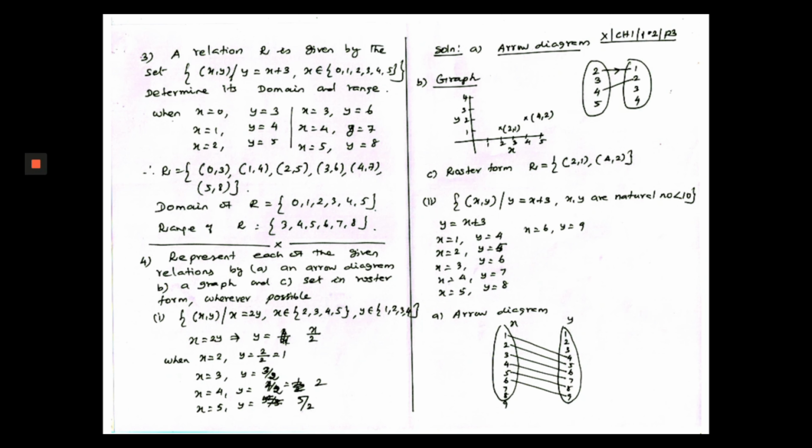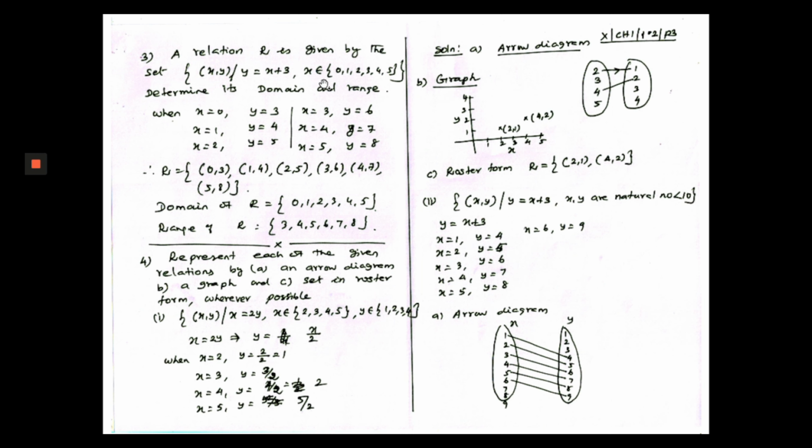Next, third sum. A relation R is given by the set {(x, y) such that y = x + 3, x belongs to {0, 1, 2, 3, 4, 5}}. Determine its domain and range. First you have to find the set of ordered pairs (x, y) according to the condition y = x + 3.